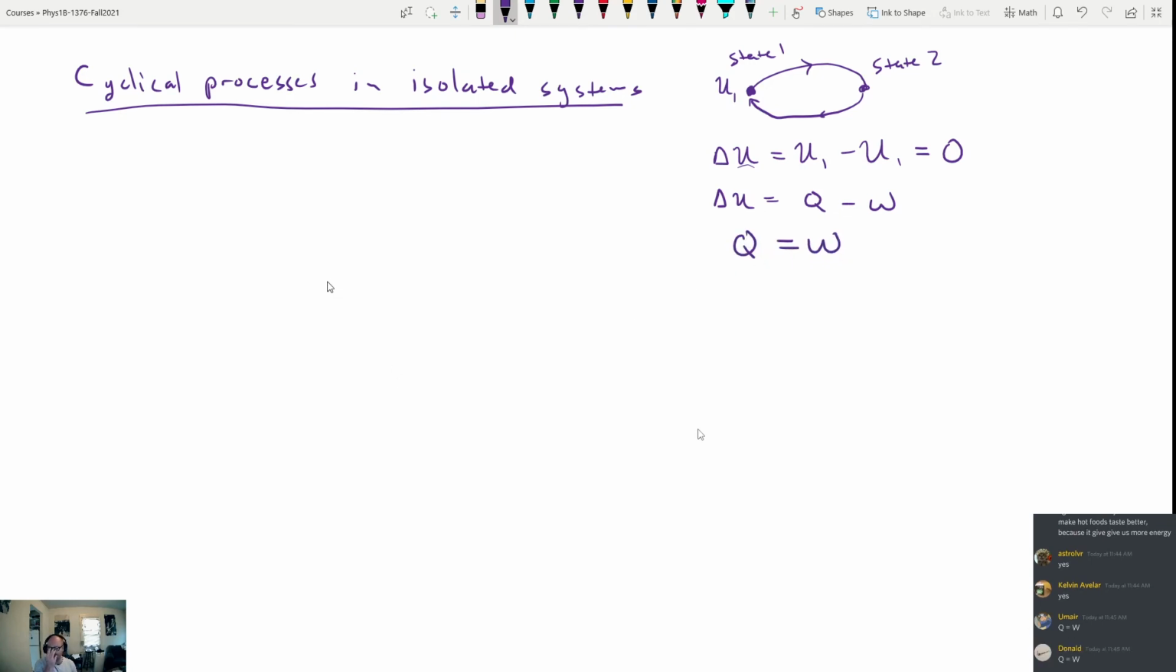That means that any energy we add to the system should be equal to the work that comes out of the system, right? Does that make sense? Okay.